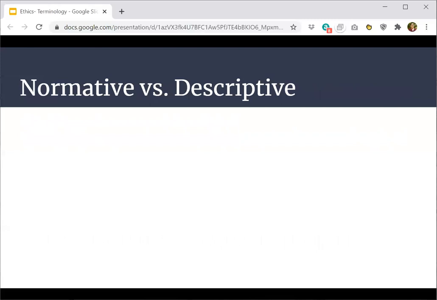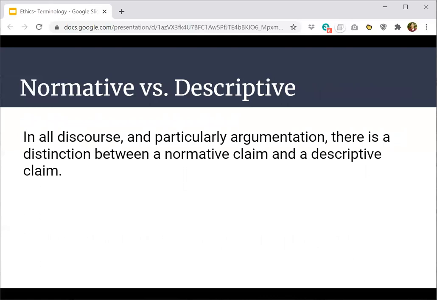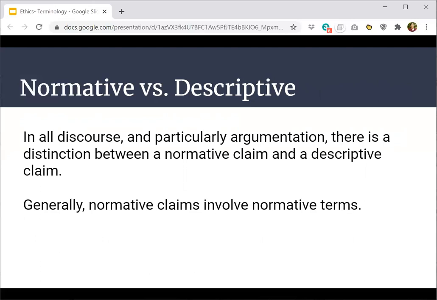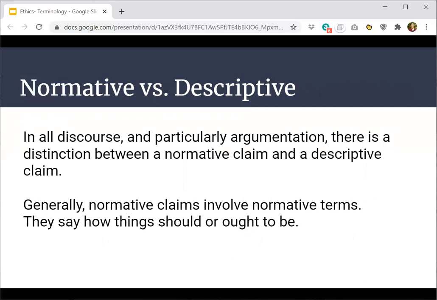All right, here's another big distinction, the normative and the descriptive. In all discourse, especially argumentation and philosophy, there's a distinction that needs to be drawn between a normative claim and a descriptive claim. Generally, normative claims involve normative terms. So if there's a normative term in part of the claim, you can be alerted: oh, hey, this is a normative claim. They say how things should be or how things ought to be.